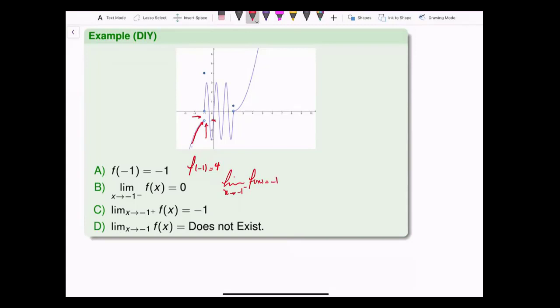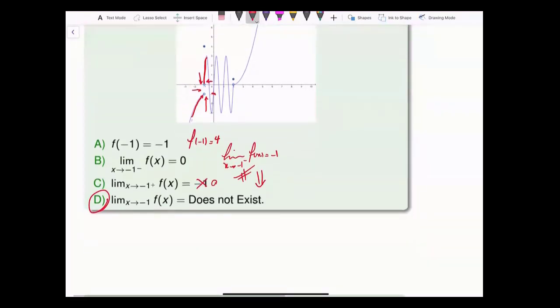For the positive one, we go closer when we go to -1 from the right. This is the graph of the function, and it gets down to 0. So this is not that, that is 0. The right limit is 0. The left limit is -1. These are not equal. So as a result, the limit as x approaches -1 does not exist. So that is why this case is true.